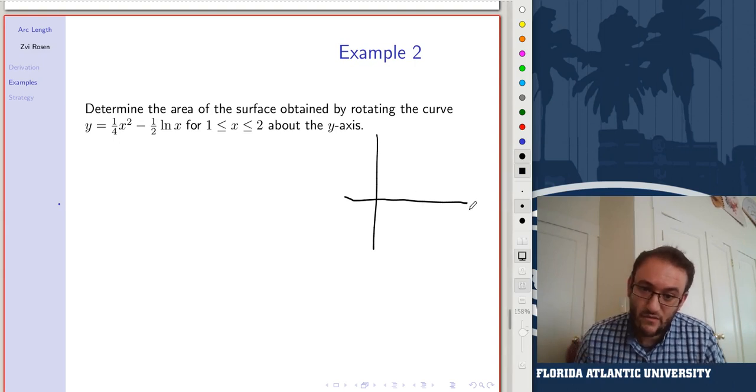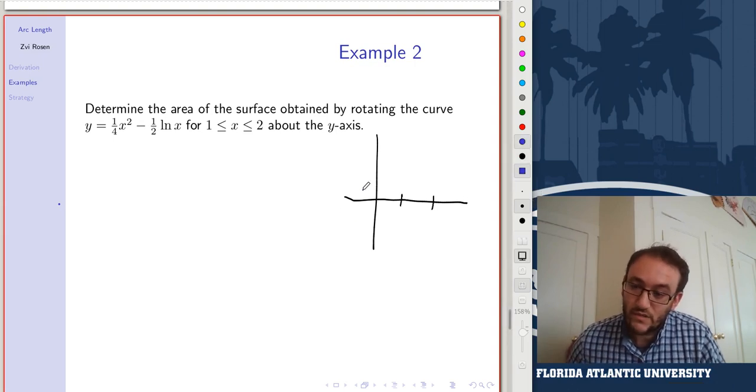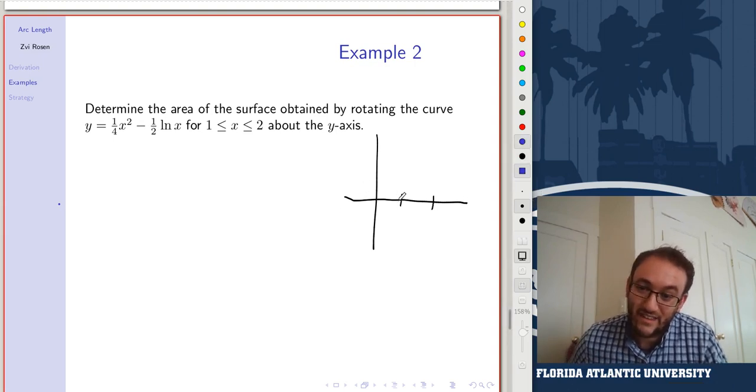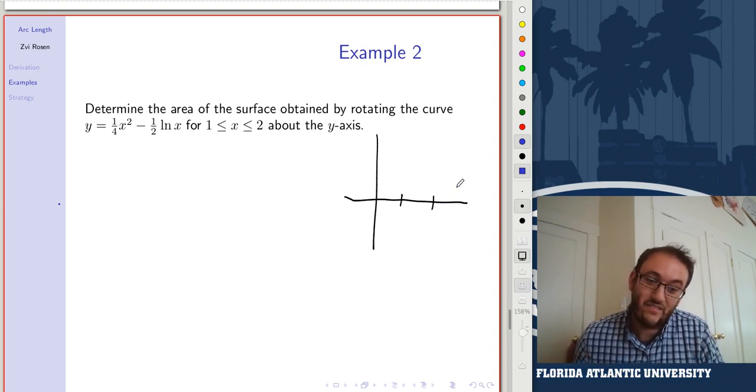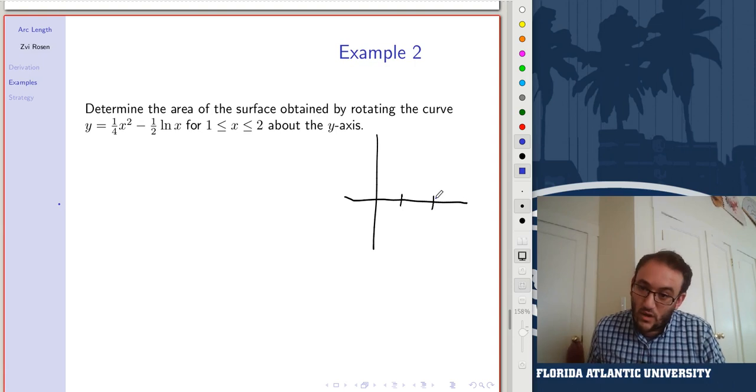So we have x from 1 to 2, and we have y equals a quarter x squared minus 1/2 ln x. At x equals 1, ln is 0, and x squared is 1, so we have y equals a quarter. And at x equals 2, we're going to have 1 minus half ln 2. So ln of 2 is a bit less than 1.